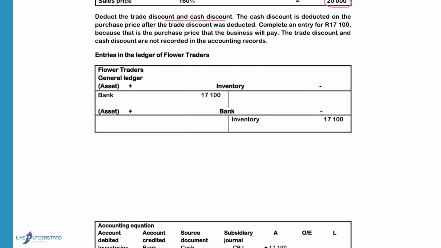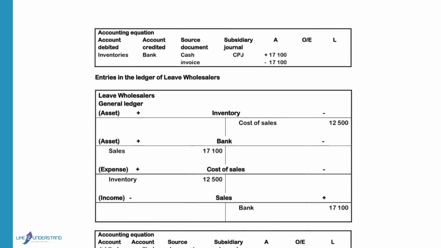In the books of flour traders, the inventory will increase with 17,100 on the debit side because they bought additional inventory. Bank, that is an asset, will decrease on the credit side because they paid for the goods immediately and the money in the bank decreases. Inventory will be debited, that will increase assets. Bank will be credited, that will decrease assets. A cash invoice is received, and because it's paid immediately, it's recorded in the cash payments journal.